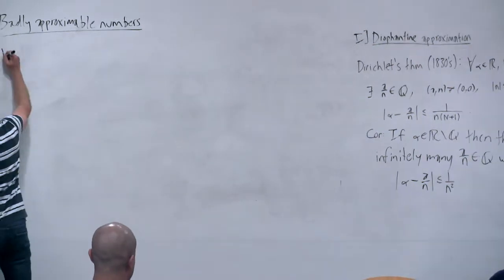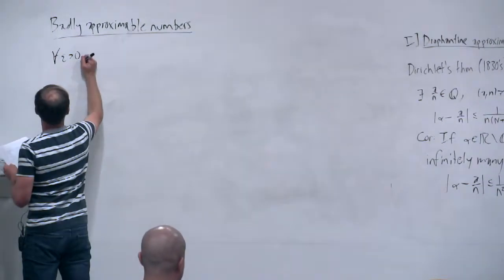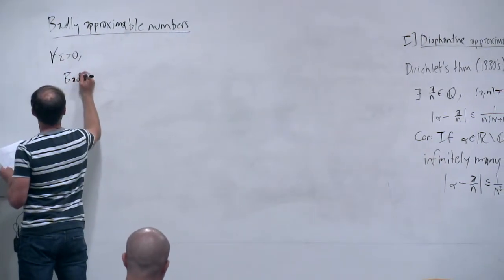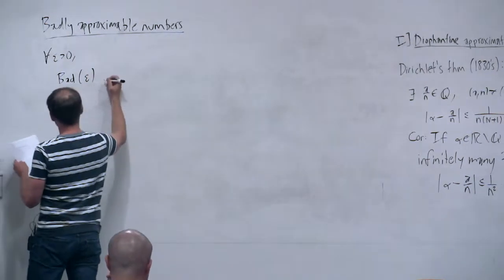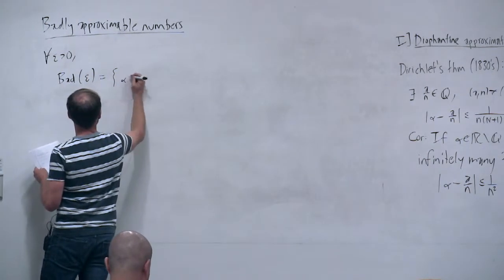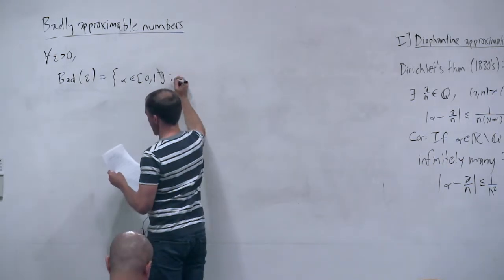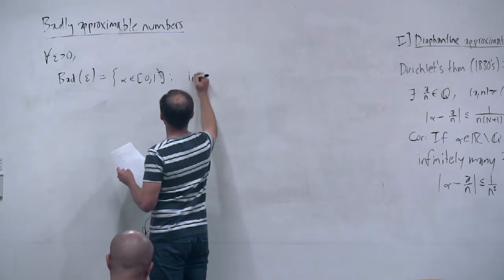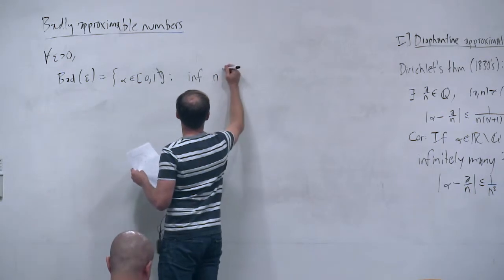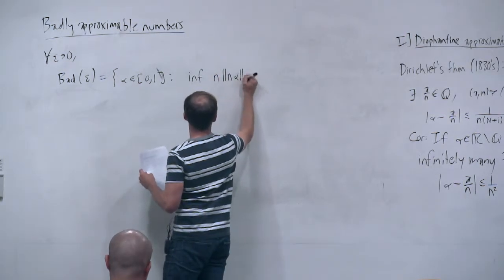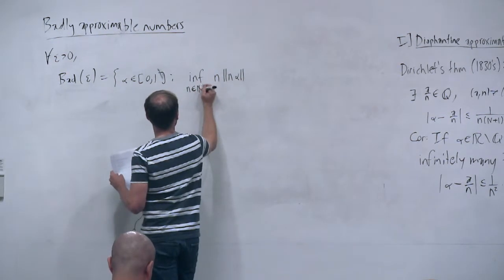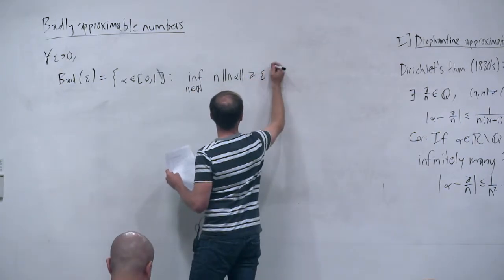So let me make a definition here. For every epsilon bigger than 0, I want to define a set which I'm going to call Bad_epsilon. Bad_epsilon is going to be the collection of alphas, I'm just going to restrict myself to the unit interval here, the collection of alphas in the unit interval with the property that the infimum of n times the distance to the nearest integer of n alpha is bigger than or equal to epsilon. Okay?